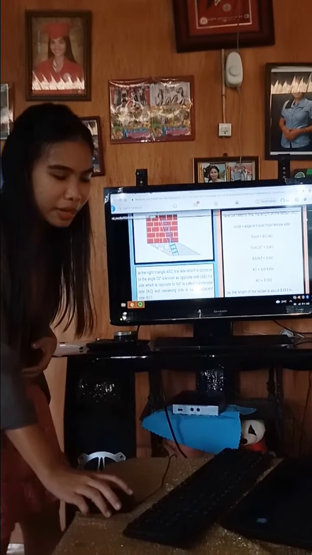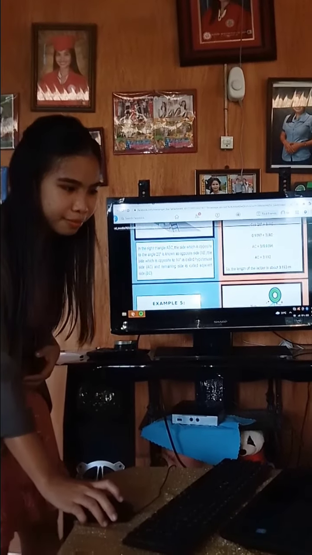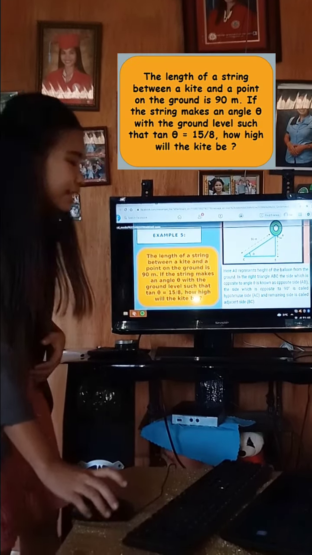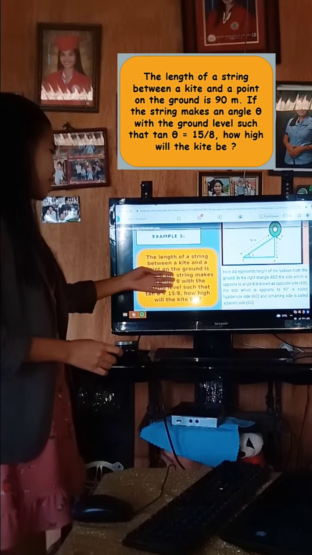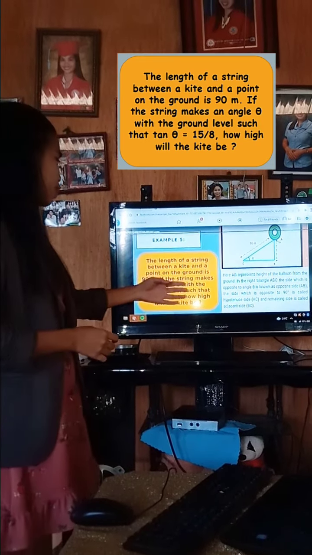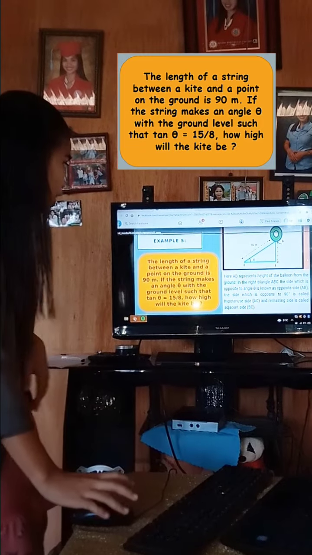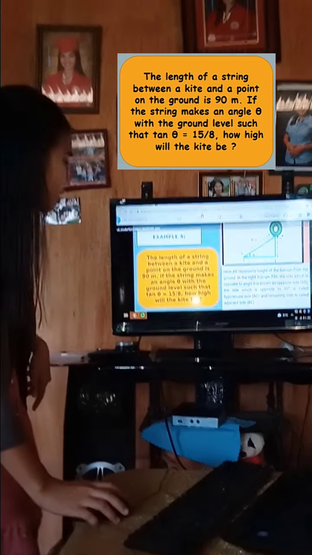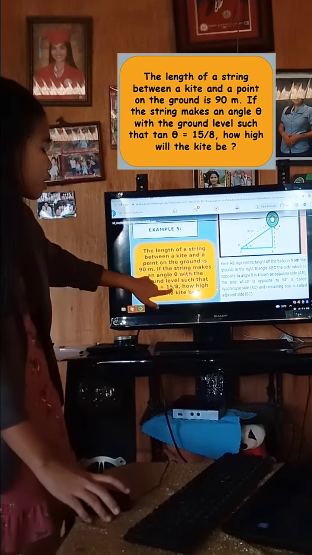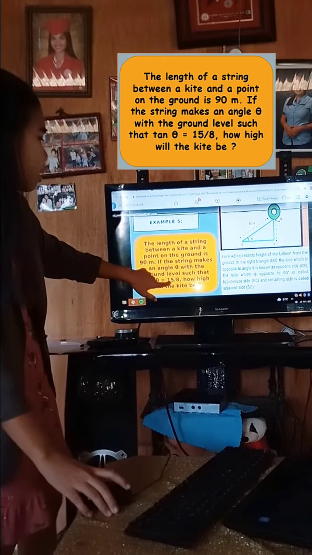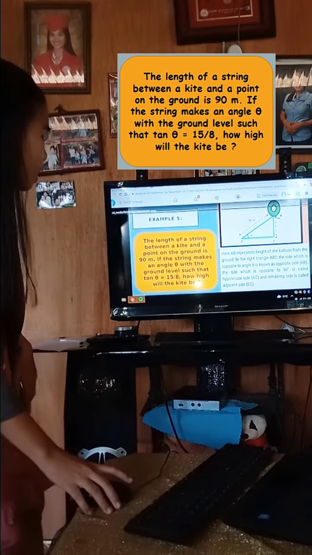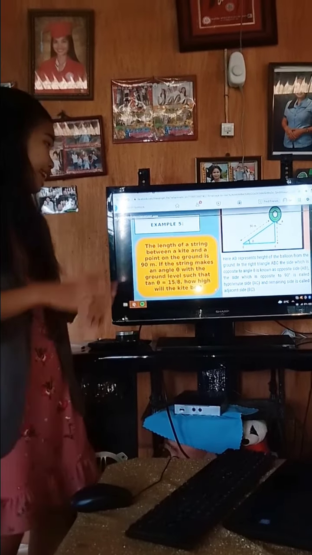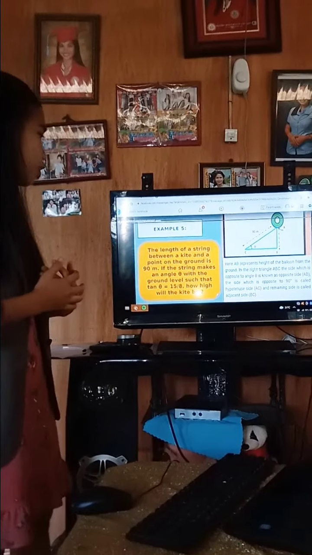Now let's proceed to our last example. The length of a string between a kite and a point on the ground is 90 meters. If the string makes an angle theta with the ground level such that tangent theta equals 15 all over 8, how high will the kite be? In this problem, we are asked to find the height of the kite.